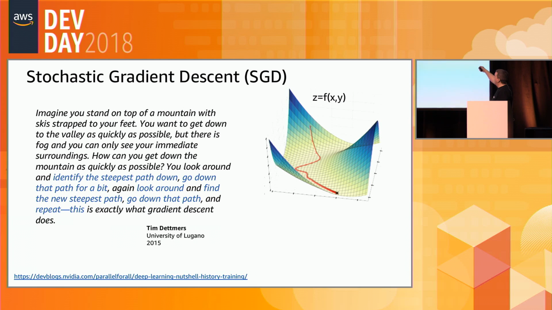I could start anywhere. Remember, I start with random values, so I could start literally anywhere on that surface. And I want to get to the smallest possible value of z, which is that point here, right? The valley, so to speak, okay?